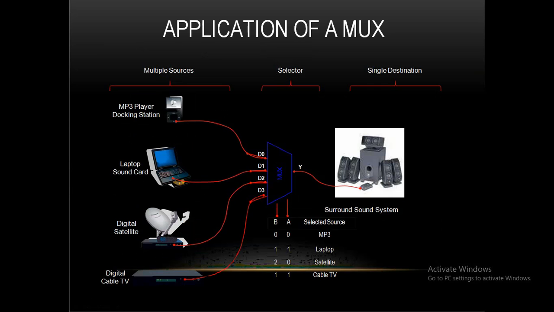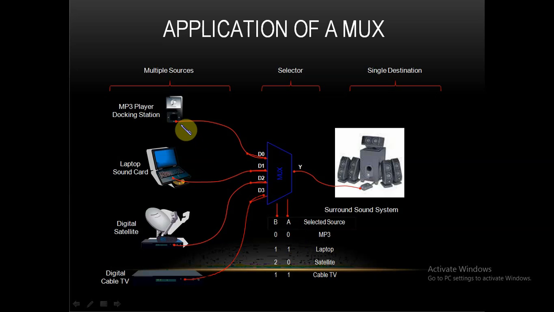The multiplexer has some applications. Here we show them in a diagram. There are multiple sources, then the select lines, and the destination, which is a sound system. Here there are multiple inputs. For example, this sound system can be connected with an MP3 player, an iPod, or any other system. It can also connect with a laptop with a sound card, a digital set-top box with satellite, and digital cable TV. We also know the VCR, DVD, CD player. These are all the input lines, the multiple sources, connected with the MUX.